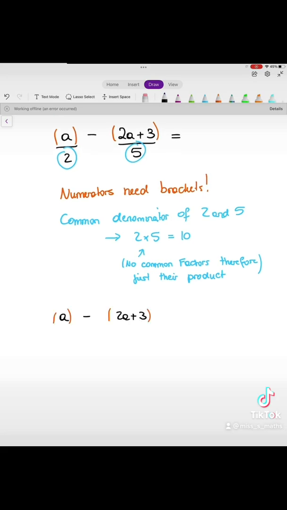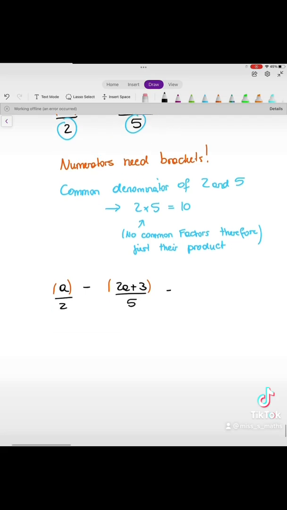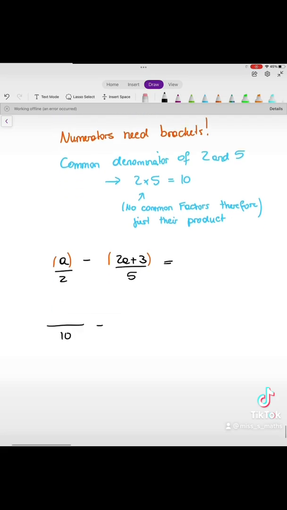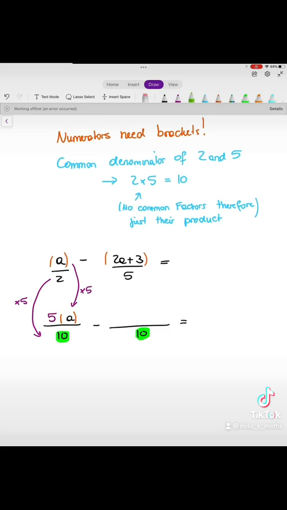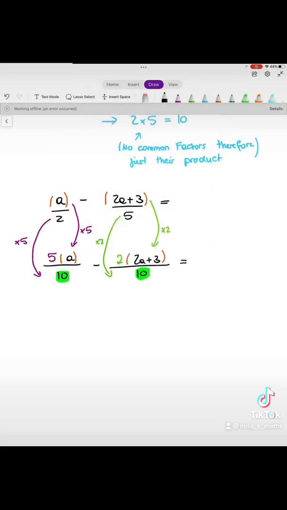Now, again, we're going to rewrite our fractions with this new denominator 10, so we need to figure out what to multiply our old denominators 2 and 5 by in order to get to 10. 2 would have to be multiplied by 5, so I'm also going to multiply my top by 5 because otherwise it would not be an equivalent fraction, and I do the same to my second fraction. This time I have to multiply top and bottom by 2.